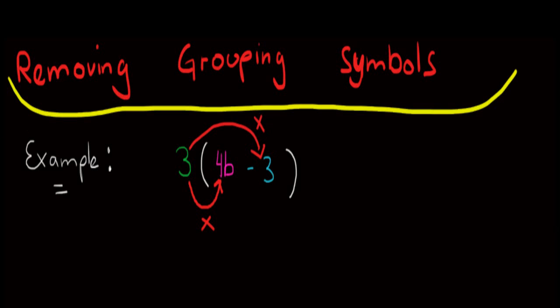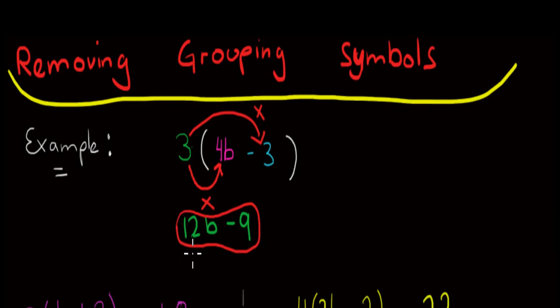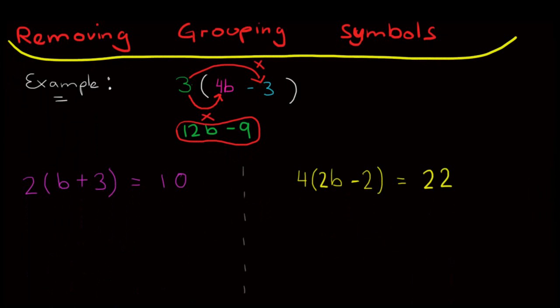So what we get is 3 times 4b would be 12b. And so that's the first, those two times together. And then 3 times minus 3 would be minus 9. So that's an example of how we can solve a bracket or remove a bracket. So I'll show you now how to remove a bracket and then solve an equation. An example would be this one right here.